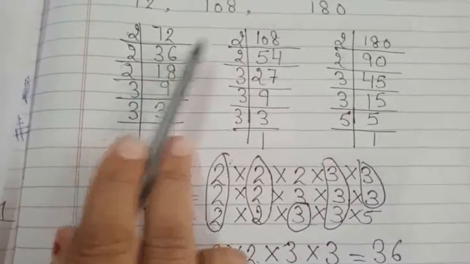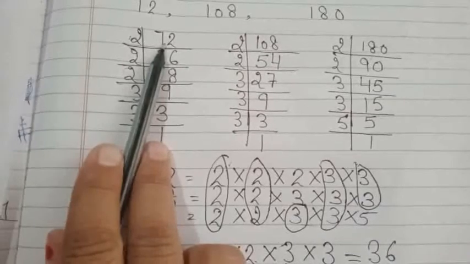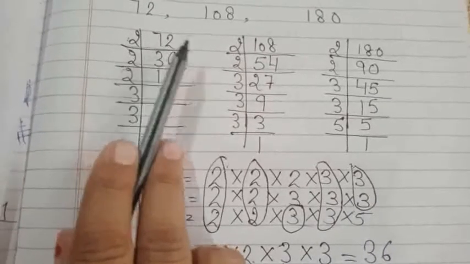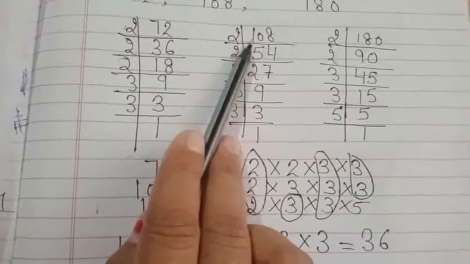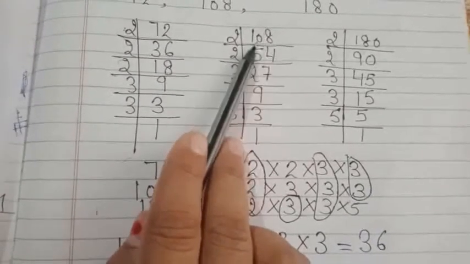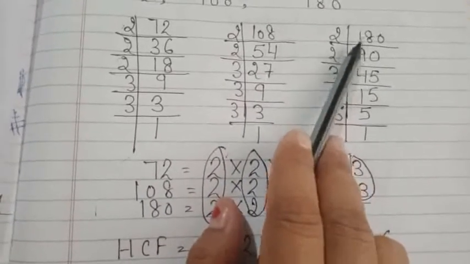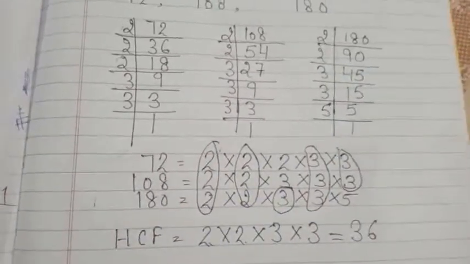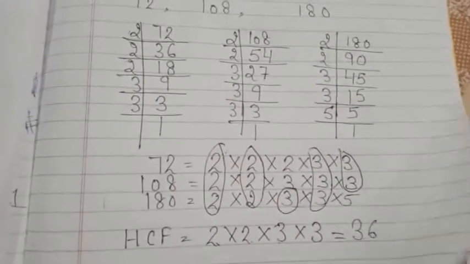36, divide 72, remainder will be 0. When we divide 108 by 36, remainder will be 0. When we divide 180 by 36, remainder will be 0. This method is called prime factorization method.